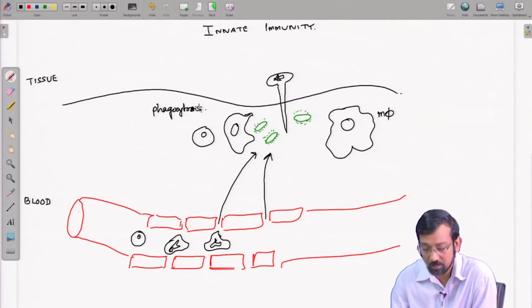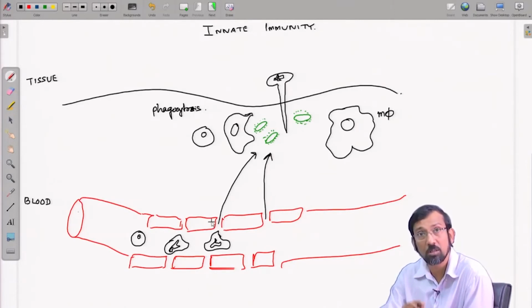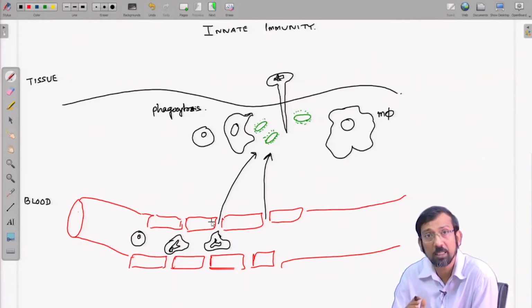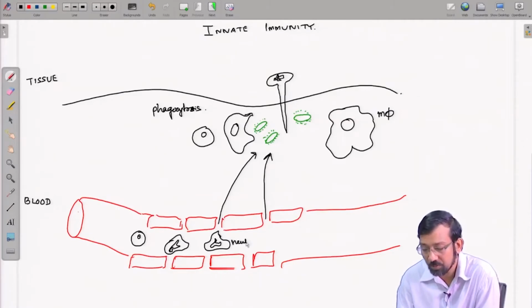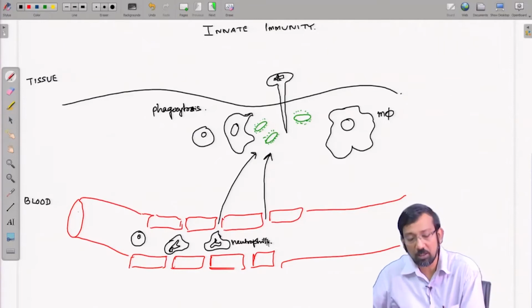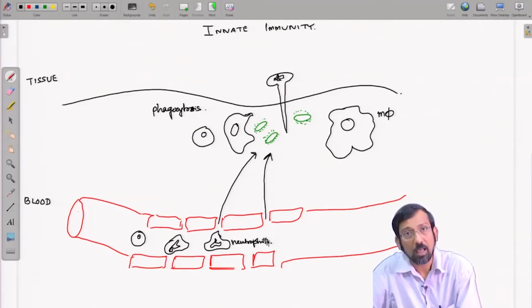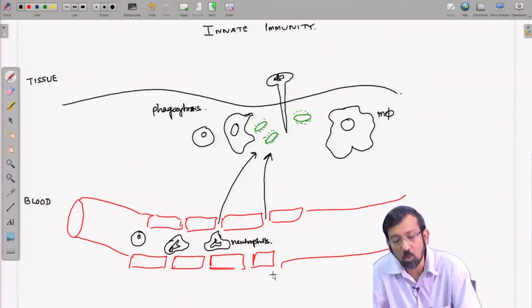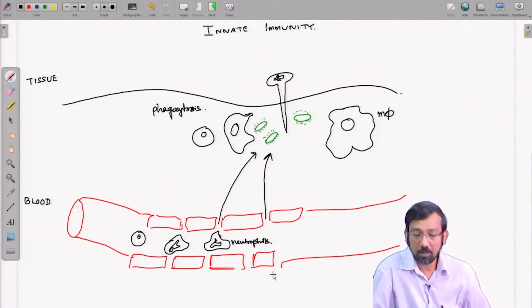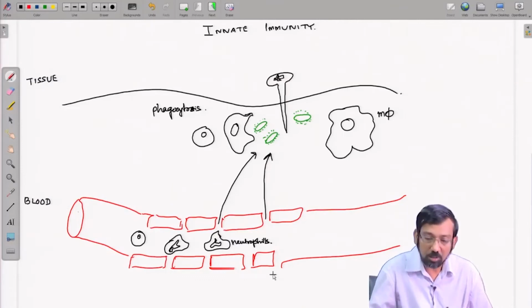And the first, immediate acting cells which immediately go to the site of action are the neutrophils. So, the neutrophils are the first acting cells of the immune system. That means they are the fastest acting cells, and they immediately go and try to engulf, or phagocytose, the pathogens, or eat them up.